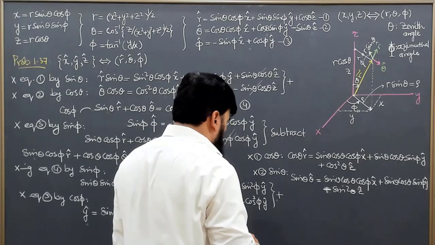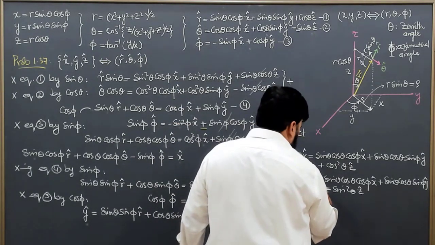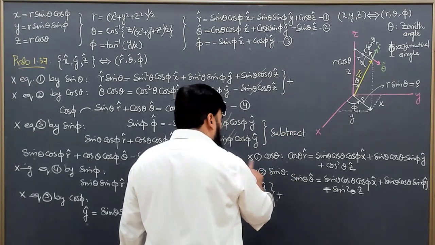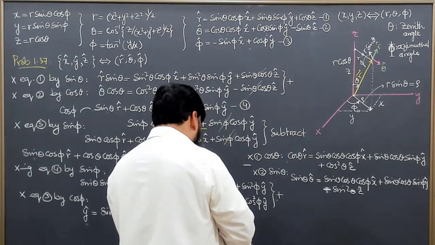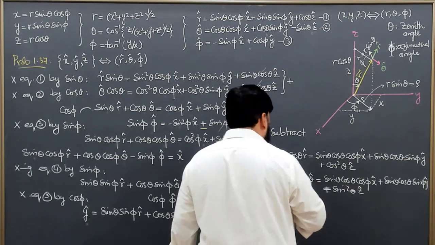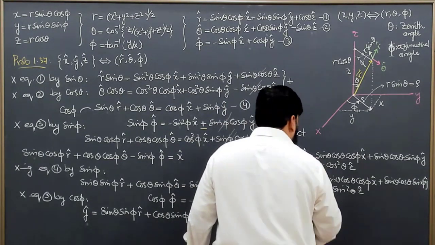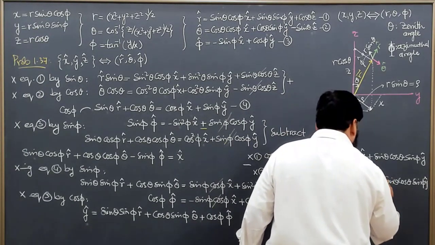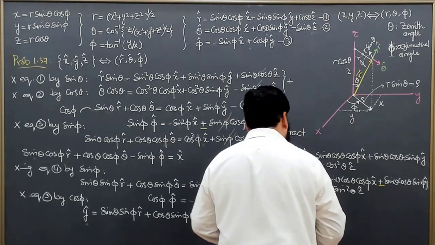Now, as we have a minus sign here, from this equation we will subtract this equation. When we subtract, this sign will become minus, this sign is plus, this will become minus, and this sign will become plus.